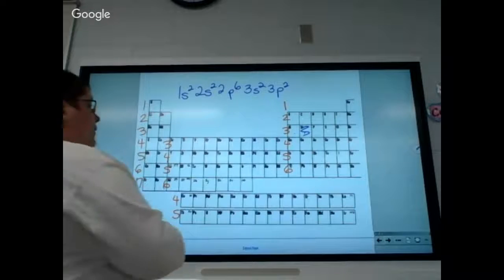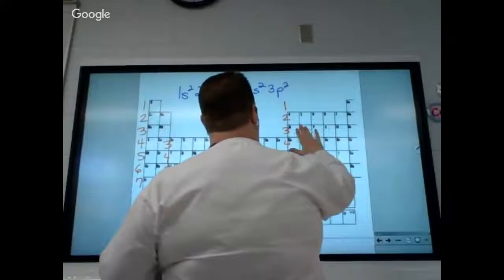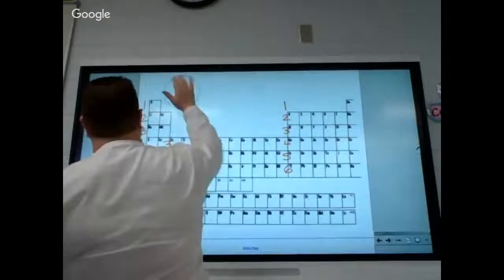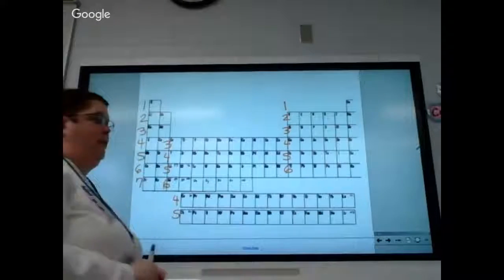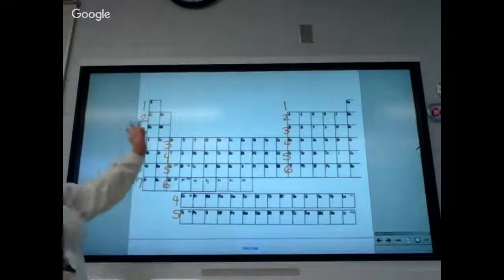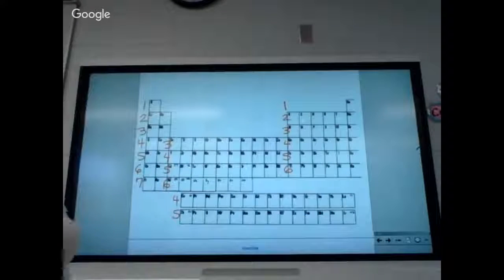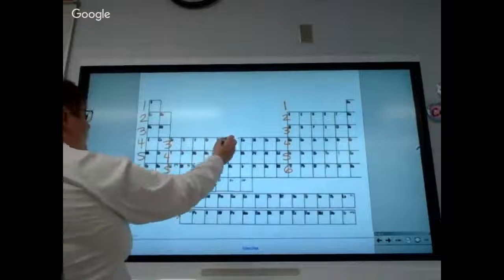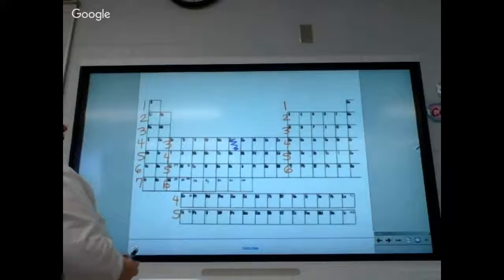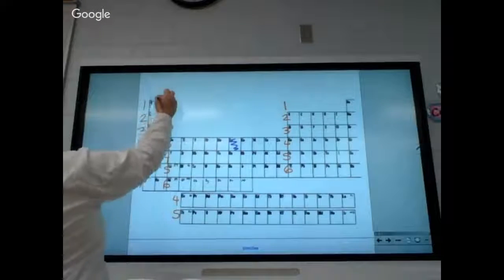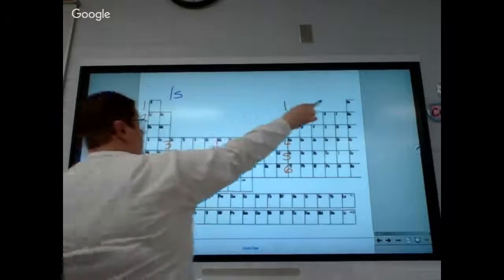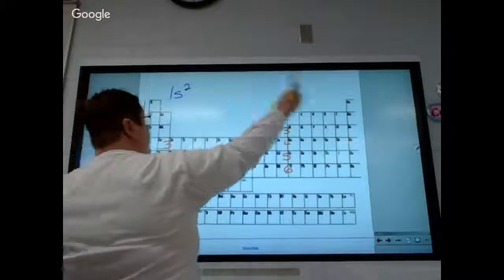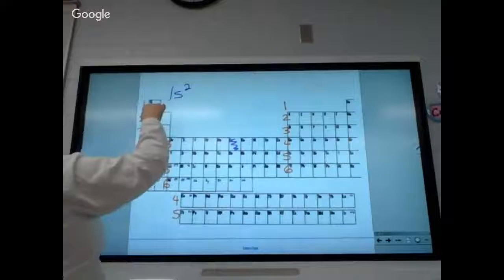Okay. All right, let's try another one. So pick a different one you'd like to do, somewhere along this upper half. Iron. Okay, we can do iron. So, where do we start? 1s. How many? 2. Okay. Starting from here, we come back over here, and we have what?